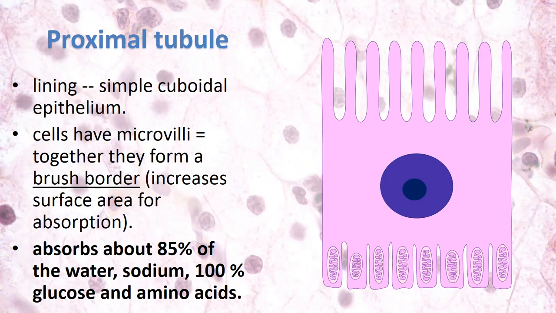Also, sodium goes to the blood vessels and is reabsorbed, and 100% of glucose and amino acids are reabsorbed in the proximal tubule. So all nutrients, or important organic substances, go back to the blood in proximal tubules, and it's called reabsorption.